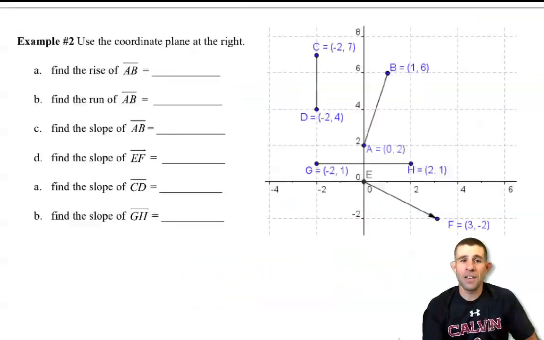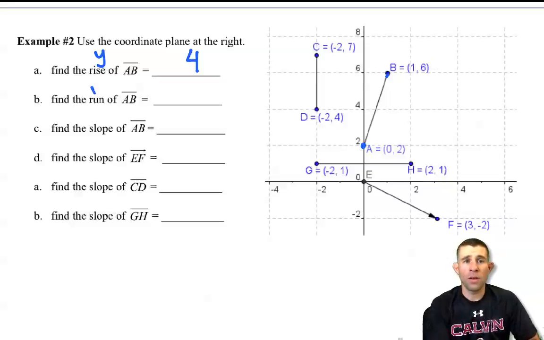All right, let's take a look at example 2. Example 2, we have these line segments that are graphed over here in the coordinate plane, and we simply want to find the rise and the run of these different segments. So in part A, it says to find the rise. Now remember, rise is your vertical change for segment AB. So to go from point A to point B, I'm going to come up from 2 to 4 to 6. So my rise here of AB is 4.